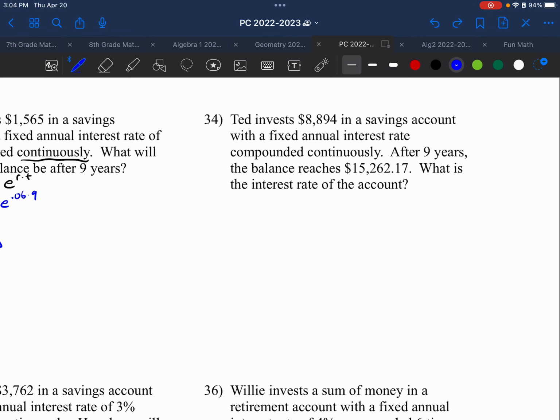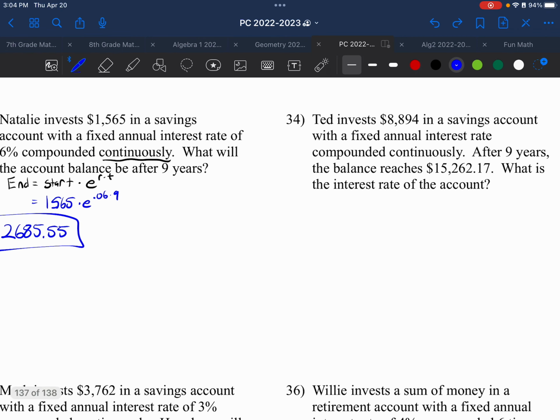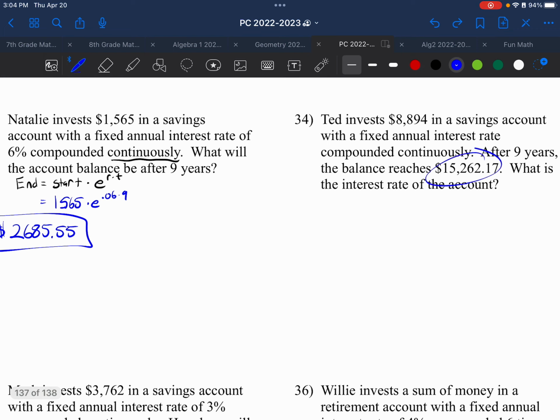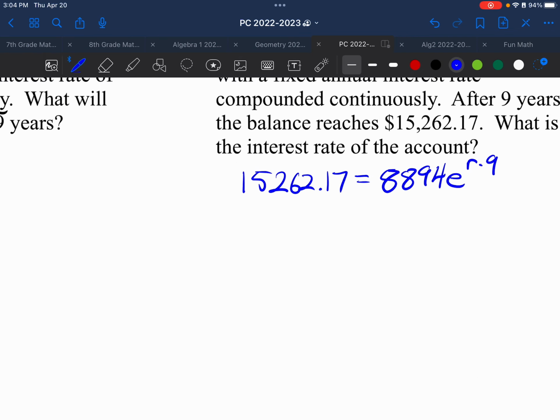Here we go. It's going to be the same type of formula, so I'm not going to rewrite it. It's what it is over there. It has the end amount here, so let's start with that. It's going to be 15262.17. It's going to be equal to the start amount, which we do have, 8894, times e to the power of interest rate, which we don't know, so I'm going to call R, and times time, which is 9 years. And we're going to solve for R.